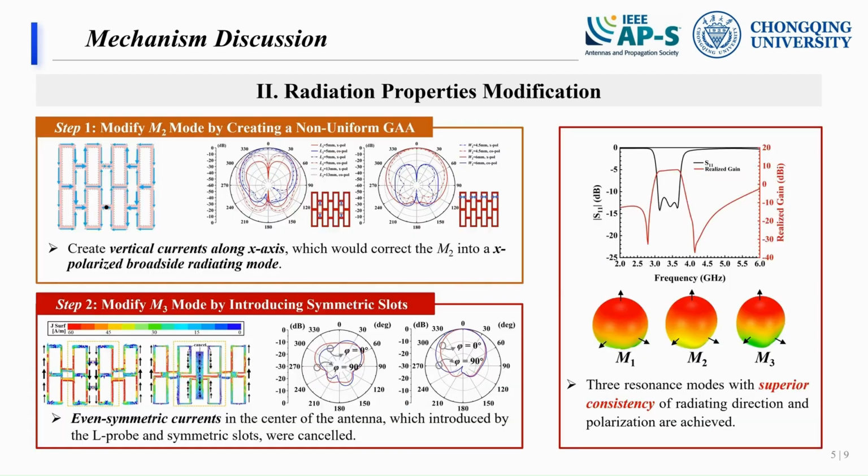In the radiation property modification mechanism, the local meander path in the grid guides the current to flow in the X direction, enabling the non-uniform grid antenna to naturally support radiation modes M1 and M2 with the same polarization.